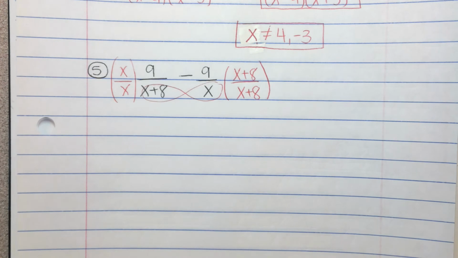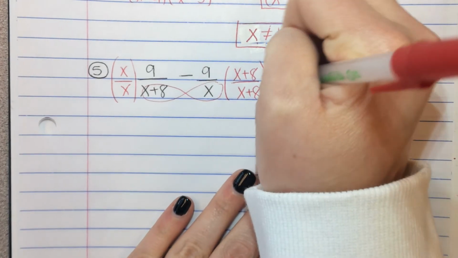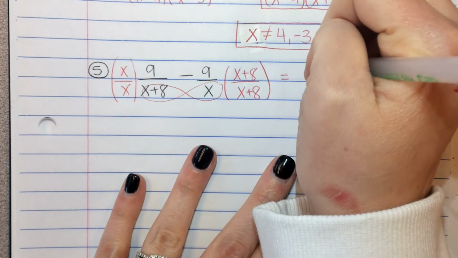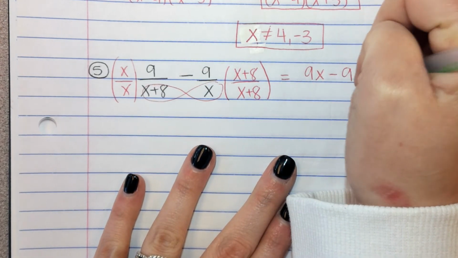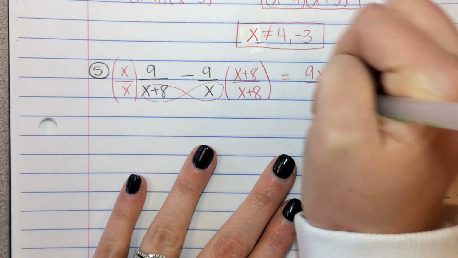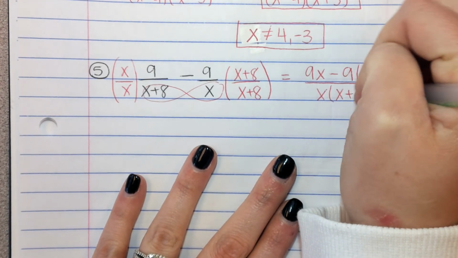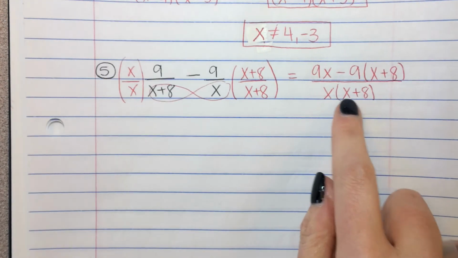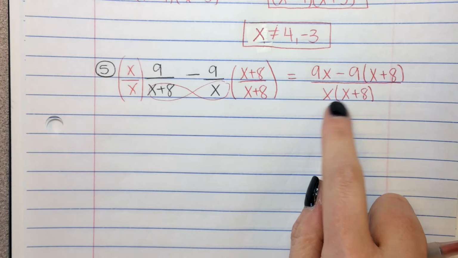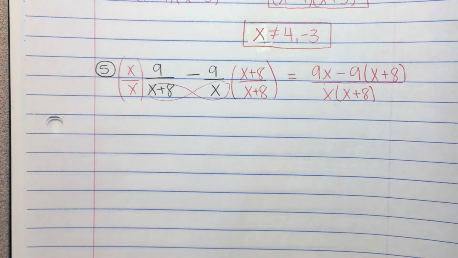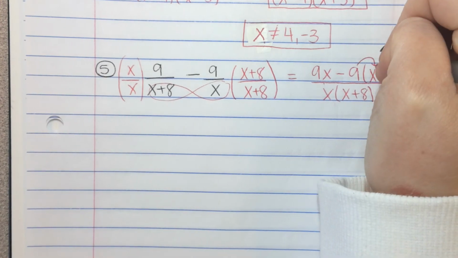All right, now we can multiply those and create our new expression over here. So we have 9x minus 9 times the quantity x plus 8 over x times the quantity x plus 8. And again, you could rewrite it either way. Just know that order doesn't matter there on the bottom. All right, I know it's tempting to mark these out, but you can't. You have to distribute and simplify first.